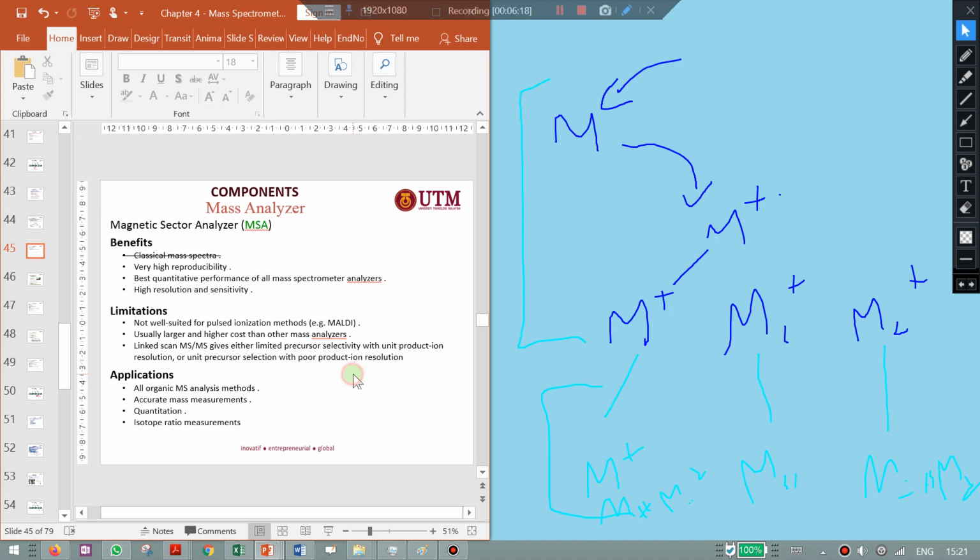So maybe the question can ask you why. Let's say lah, the question can also ask you in the test or in your examination why the MS/MS is not suitable for the magnetic sector analyzer. Okay, I hope we can try to explain that lah. Okay, because I already explained here, so just make sure you understand why.